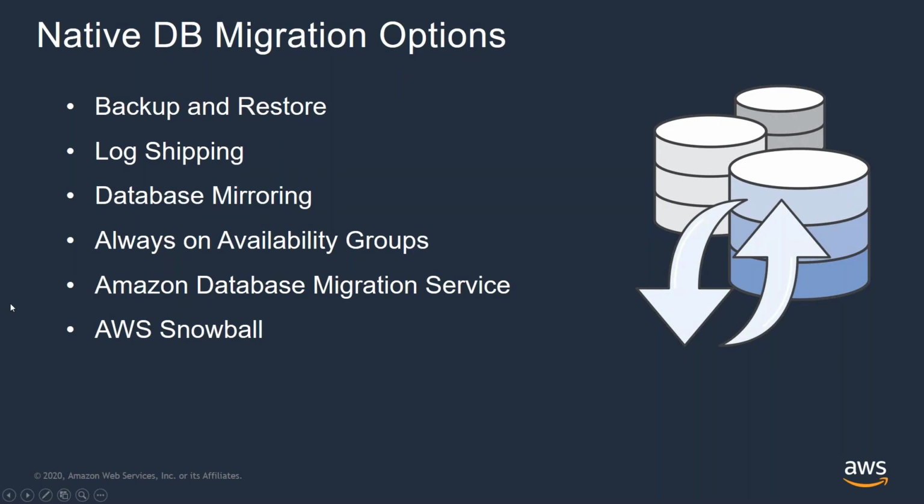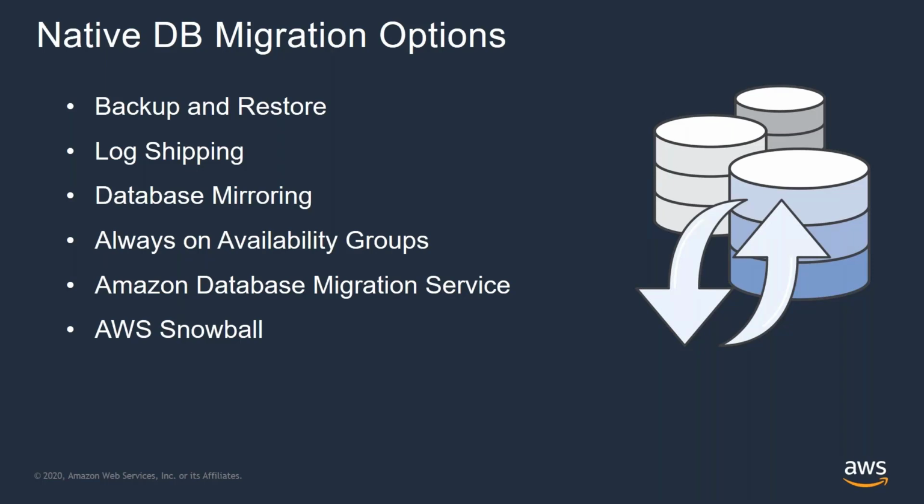There are also some native database migration options, which you have probably already heard about, and they might be the industry standards. One of them is log shipping, which is a pretty old methodology. You set up your on-premises server as the SQL Server primary, with a standby on AWS, and configure asynchronous log shipping to populate data on the standby.